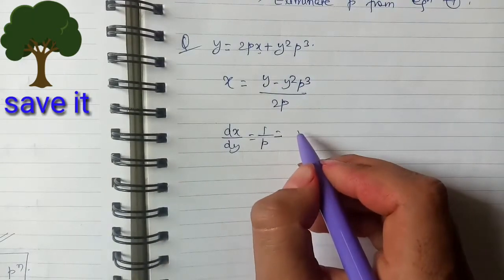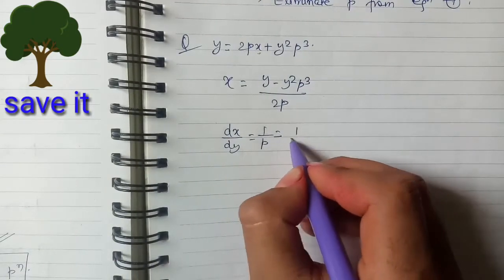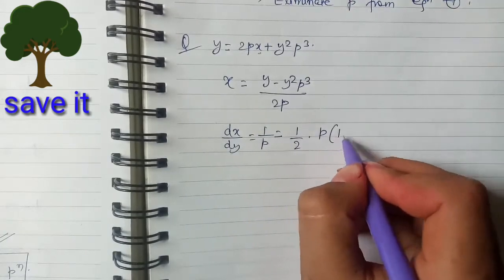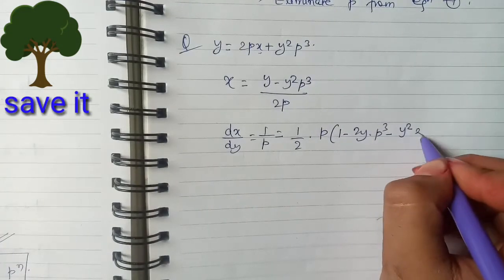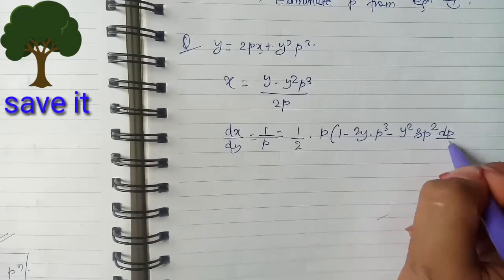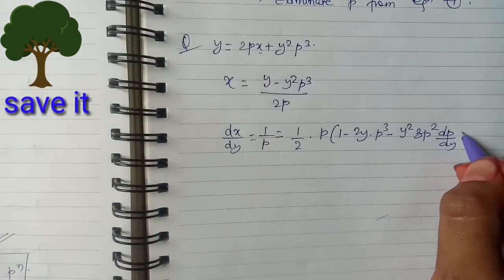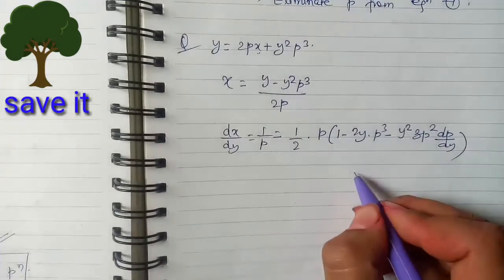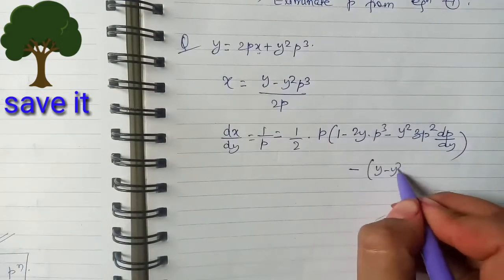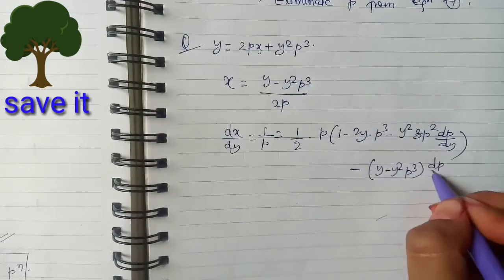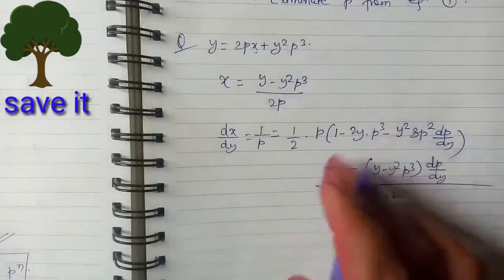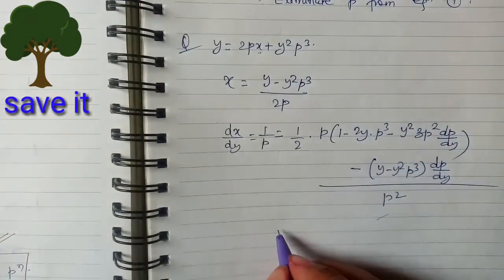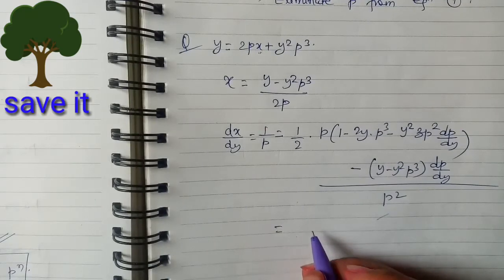Then differentiate it, and after differentiating we will get 1 upon p, into 1 minus 2y p cube minus y square 3p square dp upon dy, then minus y square p cube dp upon dy, upon p square. We used the u by v form, (v du by dx minus u dv by dx) upon v square, which we already know.